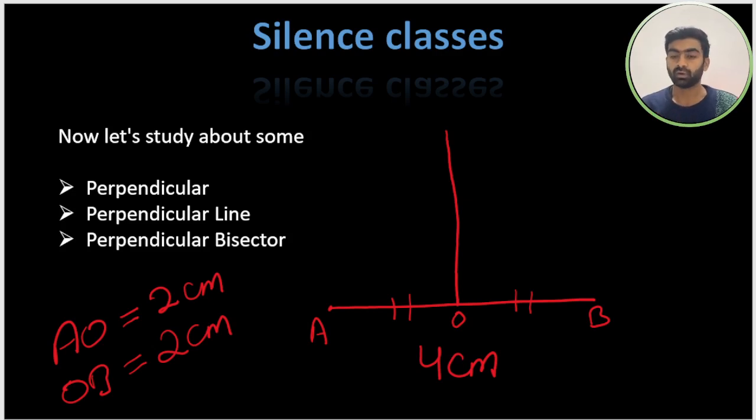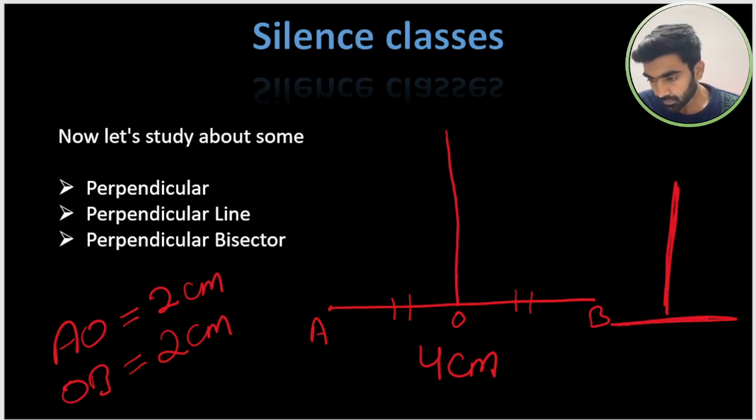I hope you guys understood. The concept is very easy. A straight line is known as a perpendicular if it is falling on any line, and this line is known as the perpendicular line.